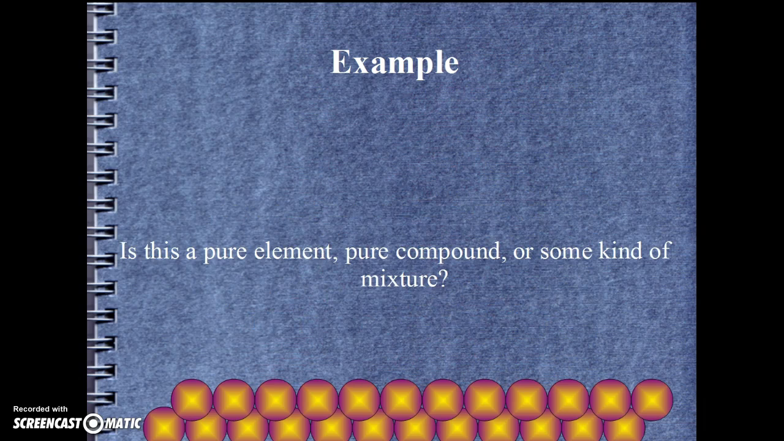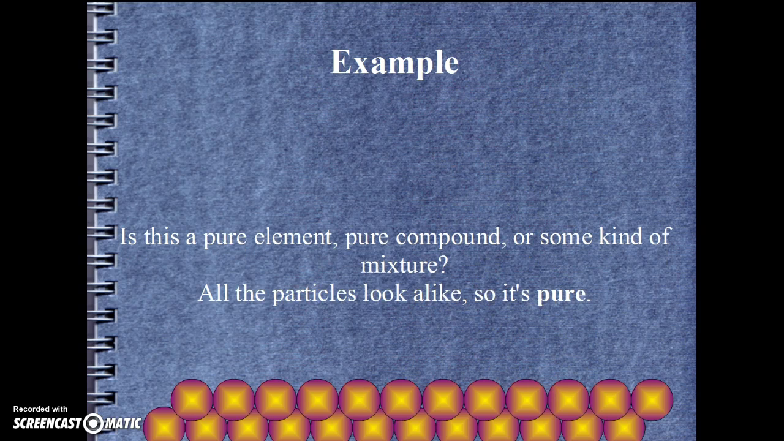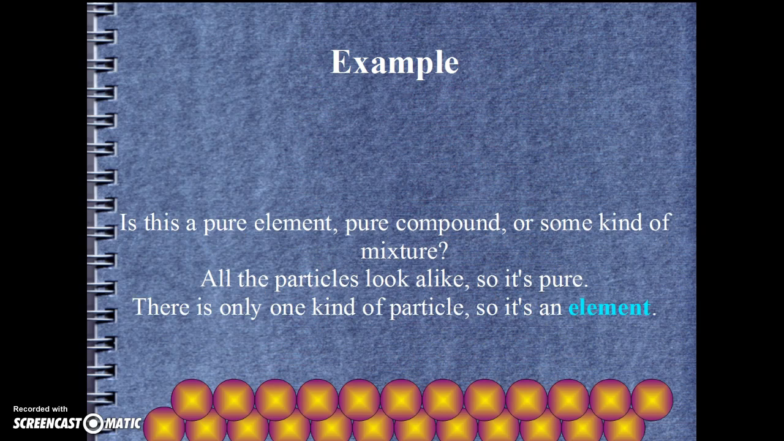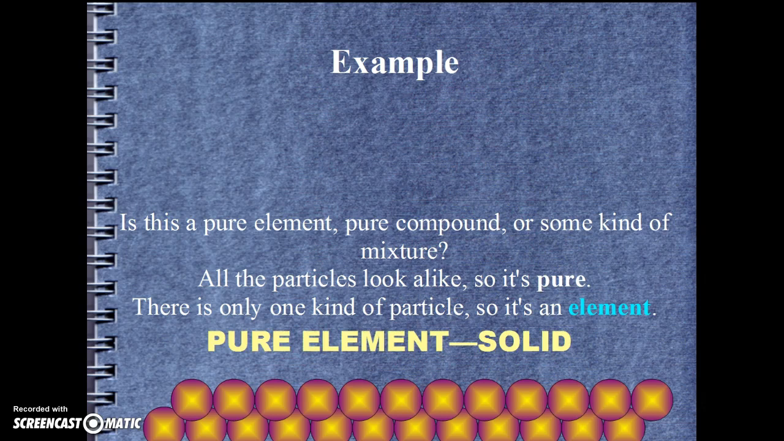Now, the second question: is this a pure element, pure compound, or some kind of mixture? Well, from your understanding of elements, compounds, and mixtures, you should be able to answer that. All the particles look alike, so it's pure. And there's only one kind of particle. They all look the same. And that means it has to be representational of an element. This is a pure element, and it's a solid.